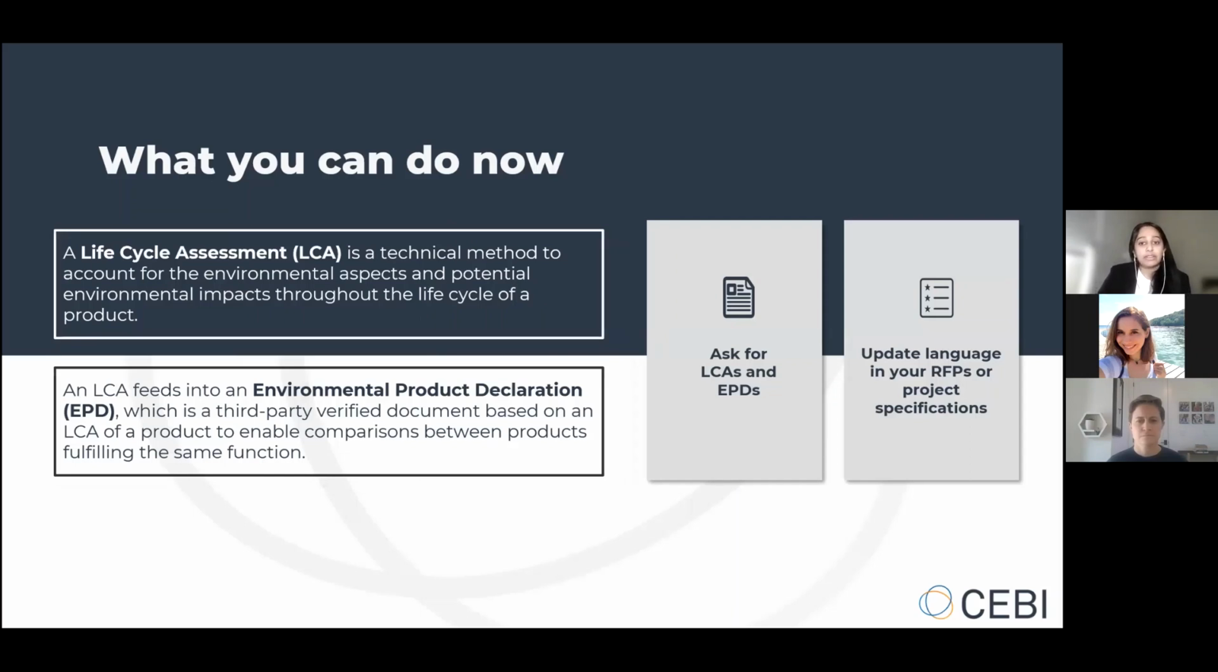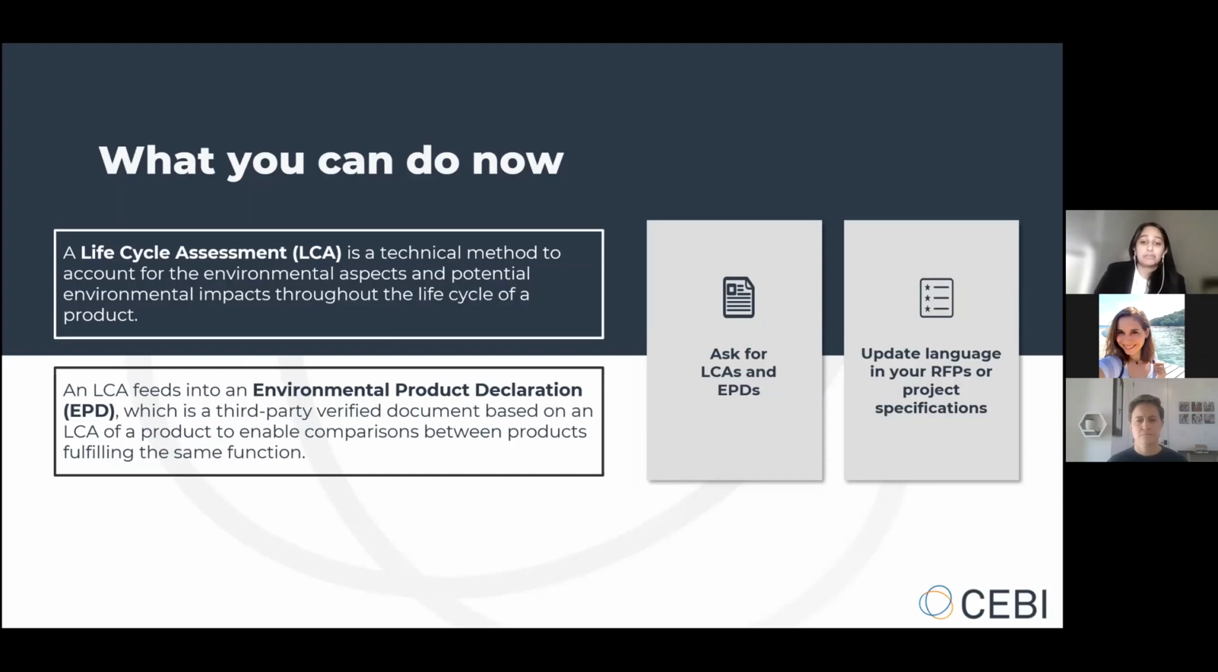And now we'll take a look at the last 2 because those are slightly more technical. So an LCA is a life cycle assessment, a technical method to account for the environmental aspects and potential impacts throughout a life cycle of a project. The scope of LCAs can vary based on the goals of the organization.